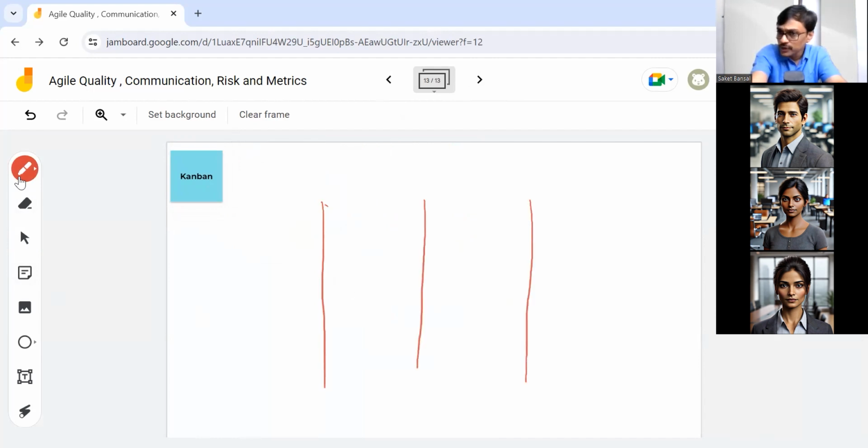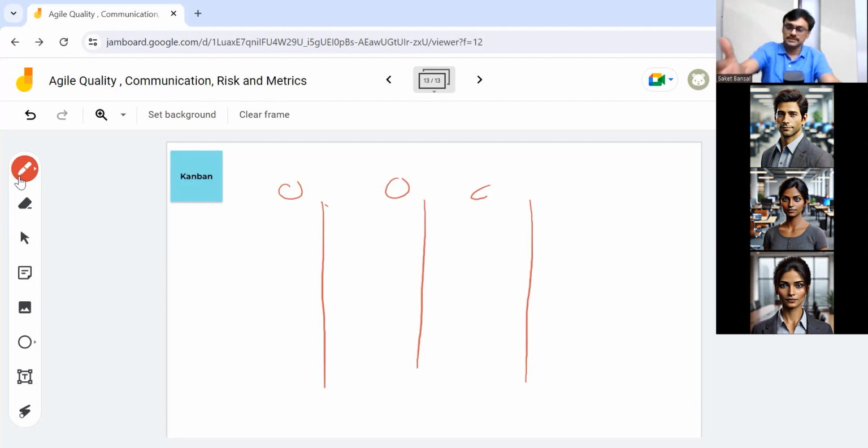I hope all of you have seen a Kanban board. Maybe thumbs up if you have seen the Kanban board in your tools. Okay, great. So all of you have seen it. That's the assumption I am making. It has stages and it shows how the work is moving.